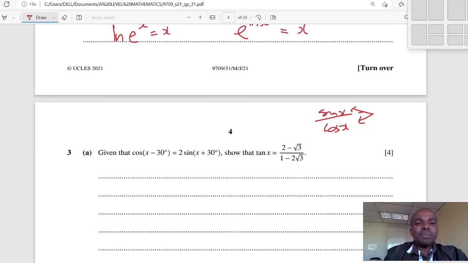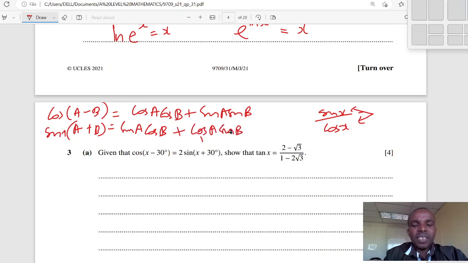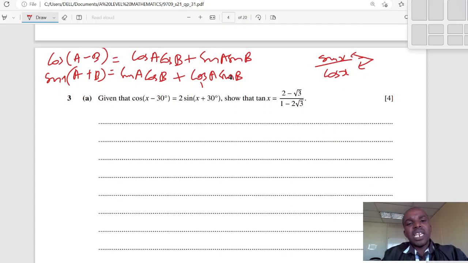Right, then there are expansions that you have to know, for cos and for sine. Cos A minus B is equal to cos A cos B plus sin A sin B. It is there in the formula booklet. Then for sin A plus B, that is sin(x plus 30): sin A plus B is equal to sin A cos B plus cos A sin B. That's for sin, right? Let me apply these in the expansion of cos and sin.